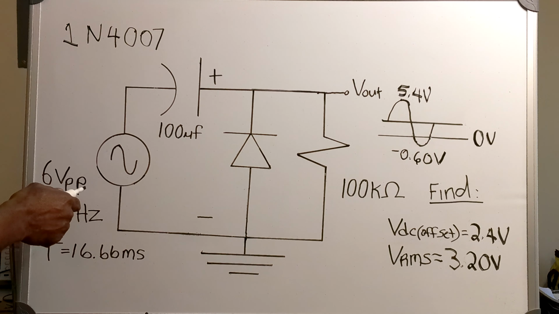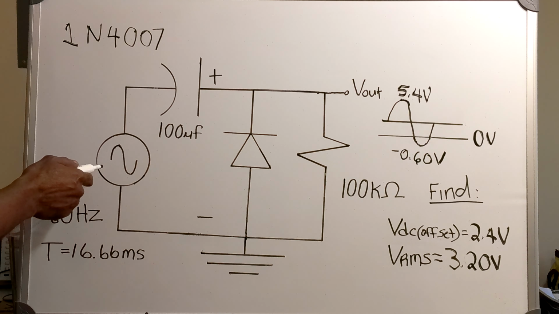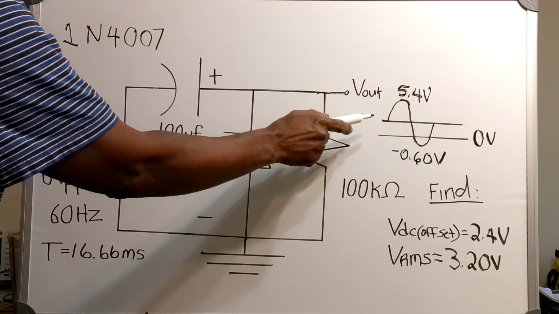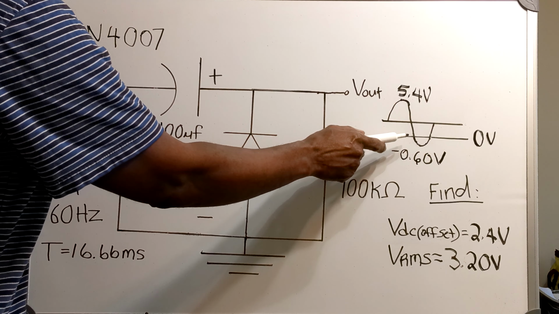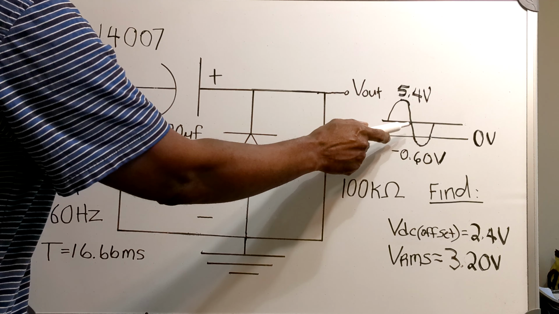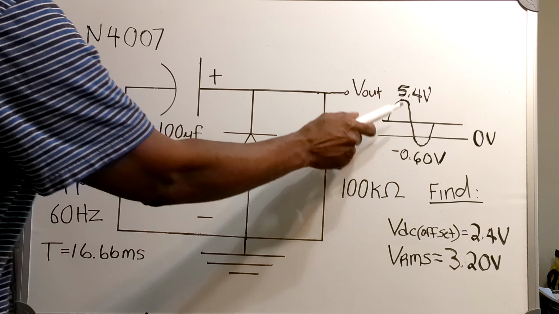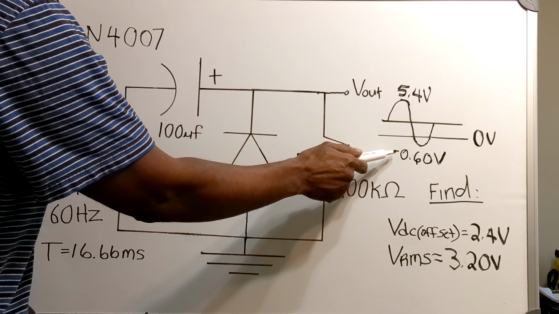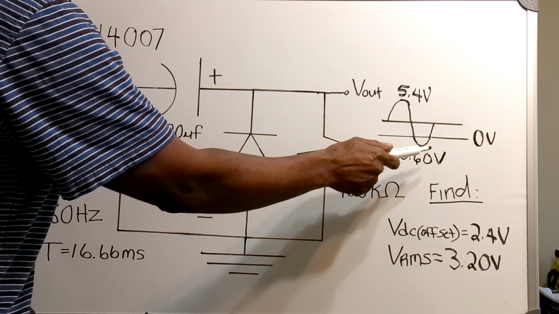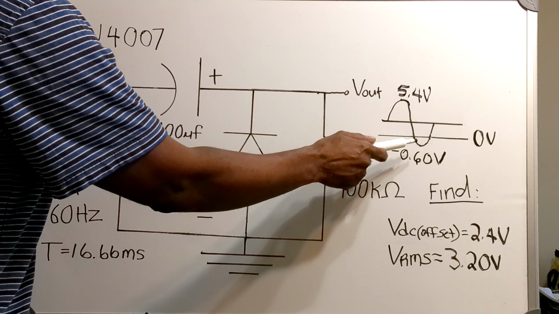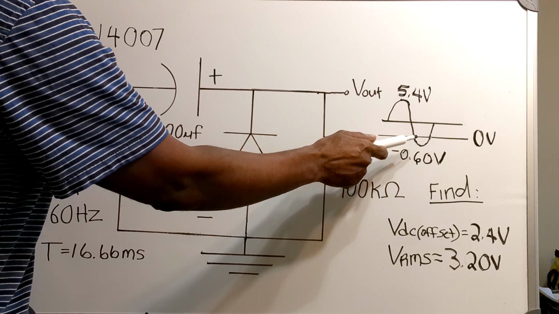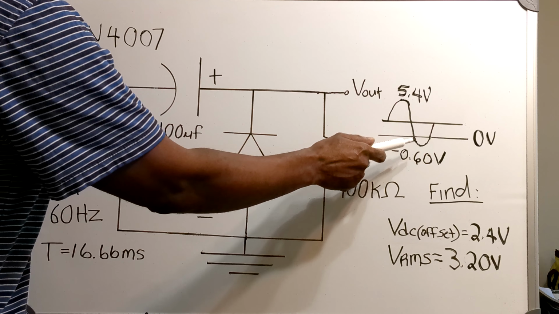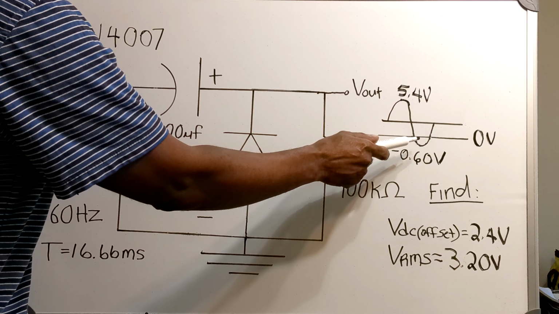In this video, I have this positive transfer circuit. I've got a 6-volt peak-to-peak sinusoidal input. Now, on the output, I also have 6 volts peak-to-peak. I've got 5.4 volts at the top and a minus 0.60 volts at the bottom. So you can see here that the voltage from the input has not gone fully positive.